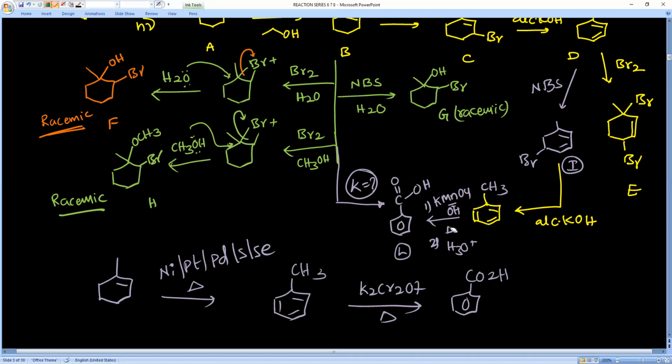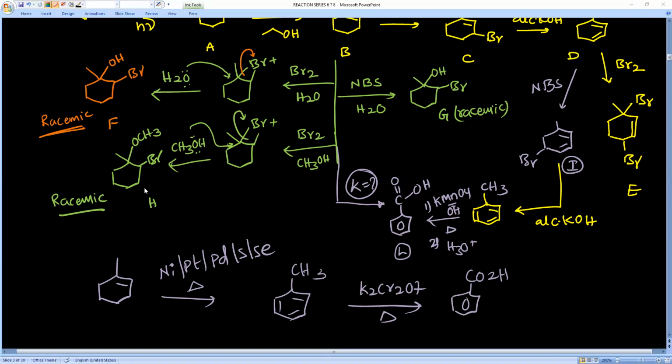Now what is my question here? Select racemic compounds. Now what are racemic compounds? What about F? Yes, F is racemic mixture. What about G? Yes, this is compound G. Compound G is also racemic mixture. Compound H. What is compound H? Yes, this is compound H. Compound H is also a racemic mixture.